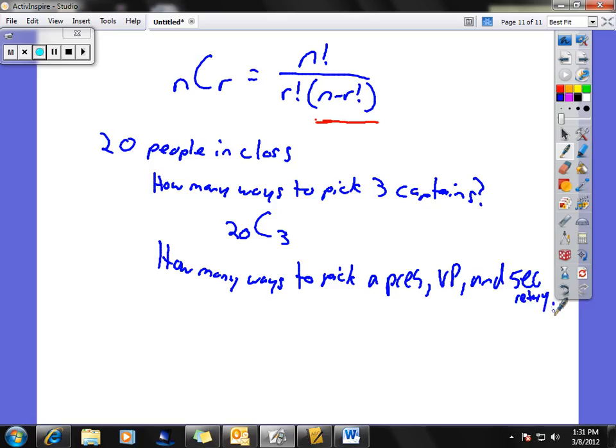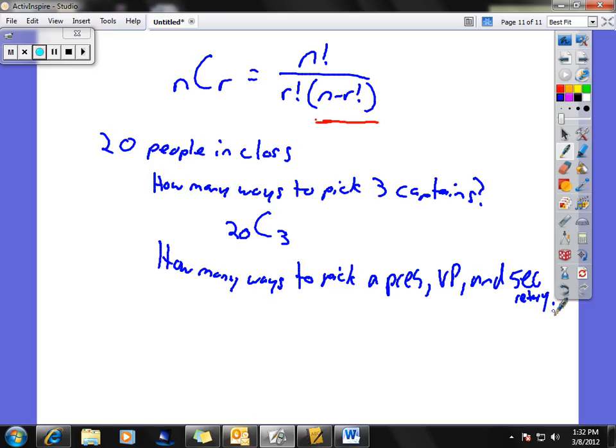How many ways to pick a president, vice president, and secretary? Now, so you know, if Mary Kate is the president and Jasmine is the vice president, that's different than if Jasmine is the president and Mary Kate is the vice president. Okay, those are different. So we've got to count them both.